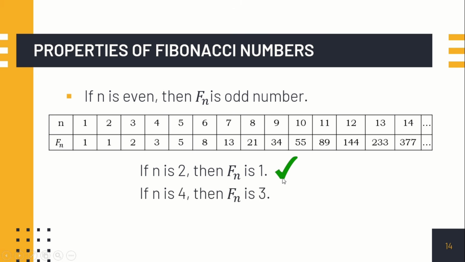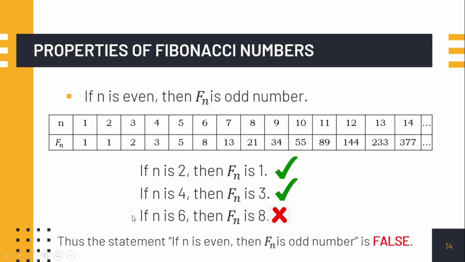So, tama siya dyan. Sa 4, kapag ang n mo ay 4, and then yung f sub n mo ay odd number dapat, 3. Tama ulit. Next, kapag yung n mo ay 6, ang f sub n niya ay 8. Even number to, dapat 'di ba odd number. So therefore, that is wrong. And this statement, if n is even, then f sub n is odd number, this property is false.